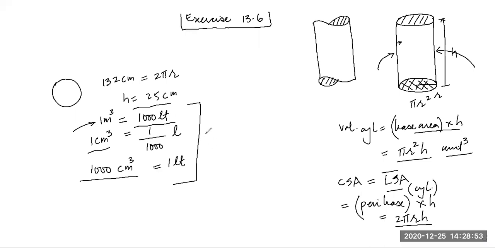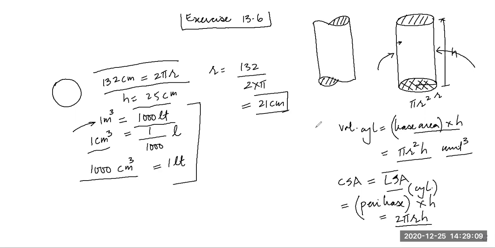Okay, students. Now the question is 132 centimeters is the circumference of the base. So r will be equal to 21 centimeters. Beautiful. Wow, girls are improving. So 21 centimeters. So now we want to find out what? Surface area or volume? Tell me.